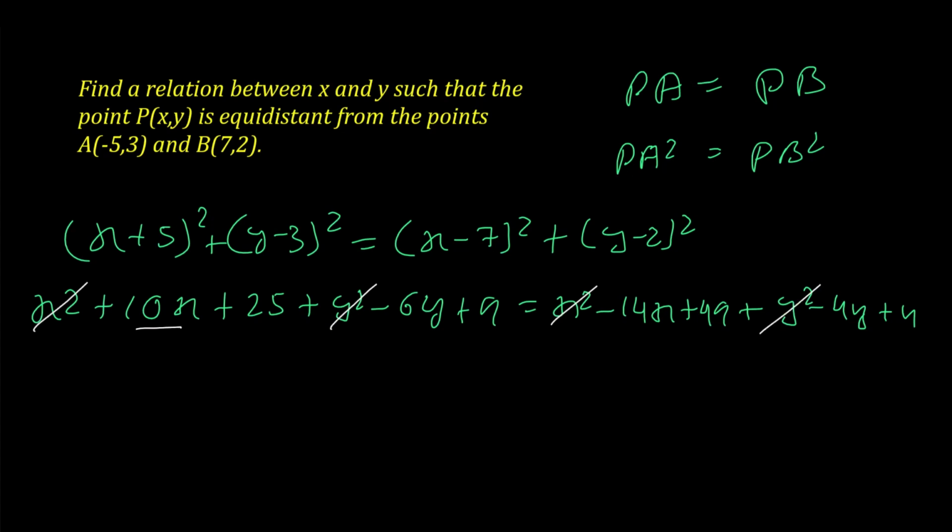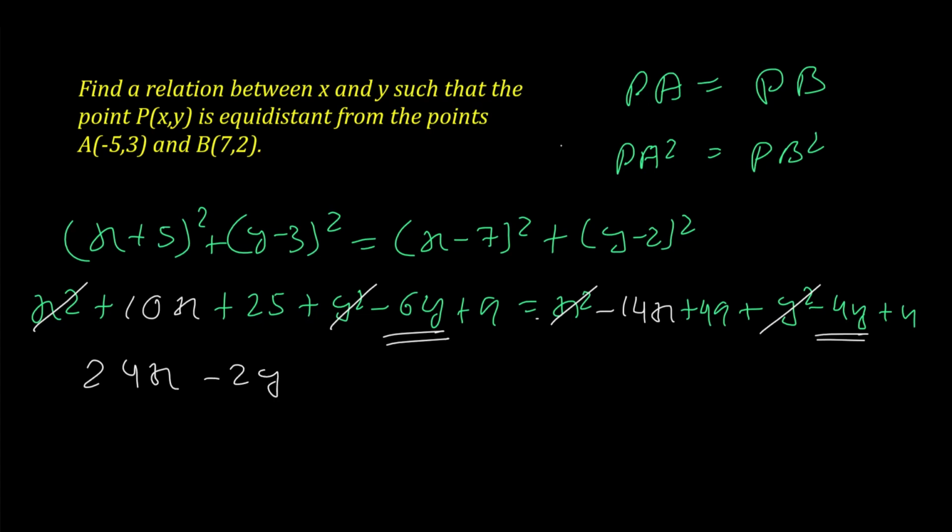Now looking into the like terms, look for the x only. This is 10x over here, and on the other side it is minus 14x. If you transpose this 14x to the left hand side, it becomes positive, so 10 plus 14 gives you 24x. For the other, this is minus 6y and this is minus 4y. When you transpose it to the other side, it will become plus 4y. So minus 6 plus 4 is minus 2, so it's minus 2y.